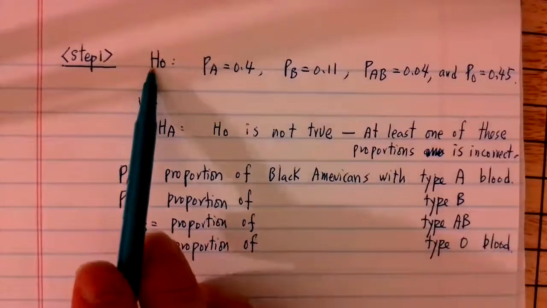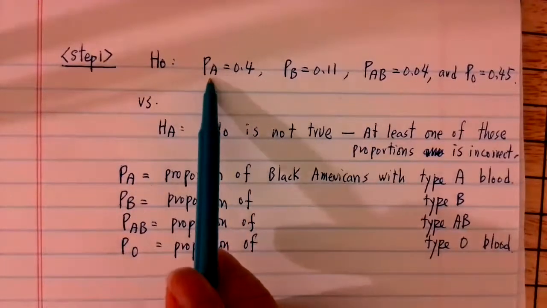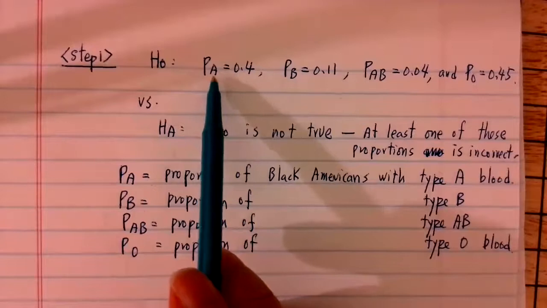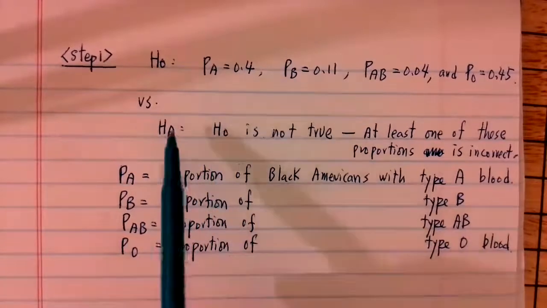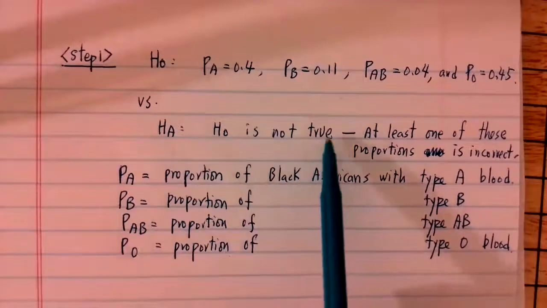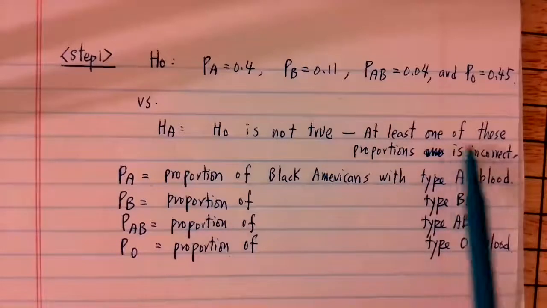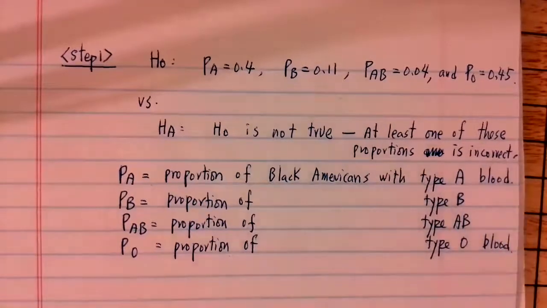So this is H naught: the sample is consistent with the white Americans' percentages of the blood types. And HA says H naught is not true, okay? HA is always that H naught is not true. When you say this is not true, that means at least one of these proportions is not correct.